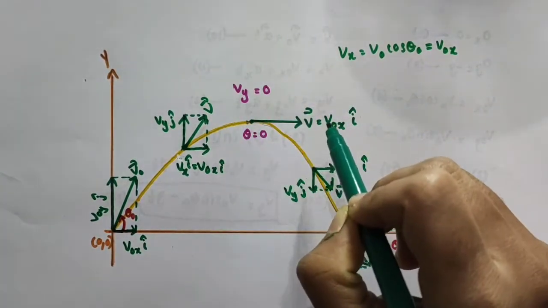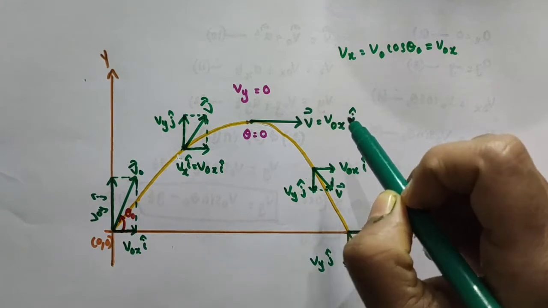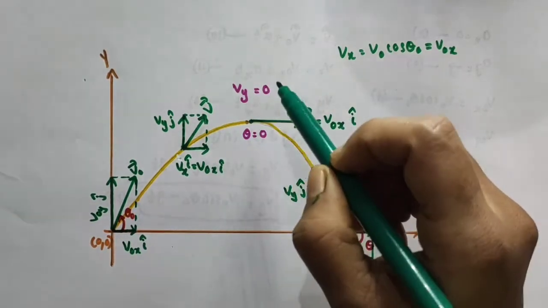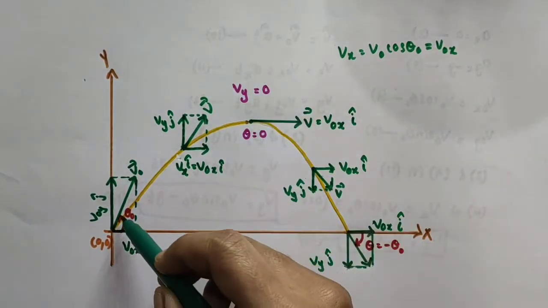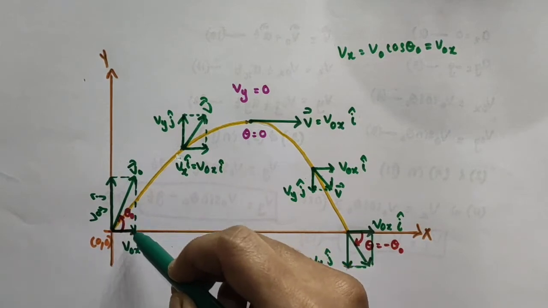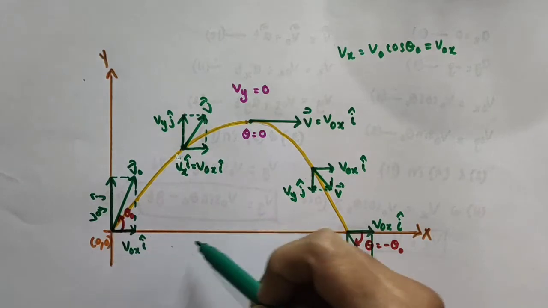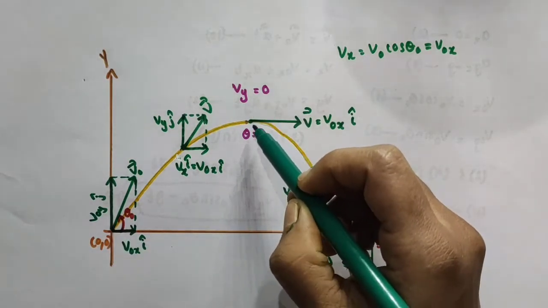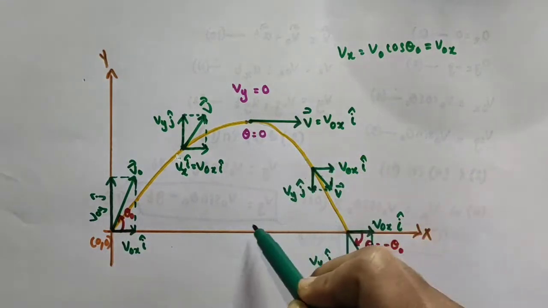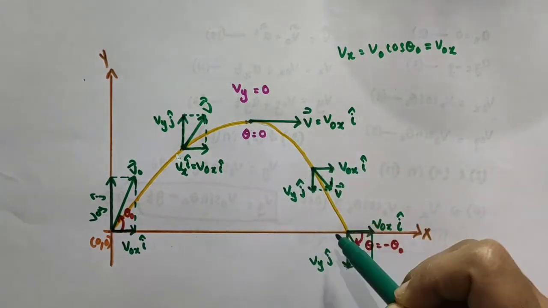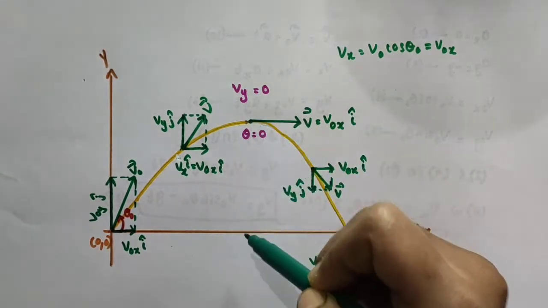It is already along the x-axis, which is equal to V0x into i cap. So its y component is equal to 0. And you can see that here we have taken this projection angle theta 0 as the angle between the initial velocity vector and the x-axis. So here this velocity vector is along the x-axis, so it is parallel to the x-axis. It doesn't make any angle with the x-axis.